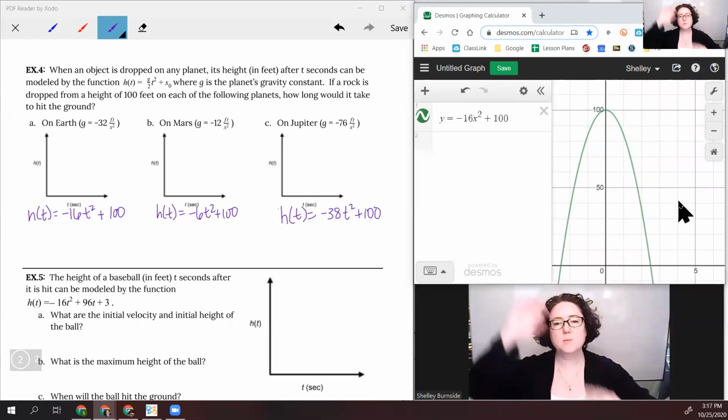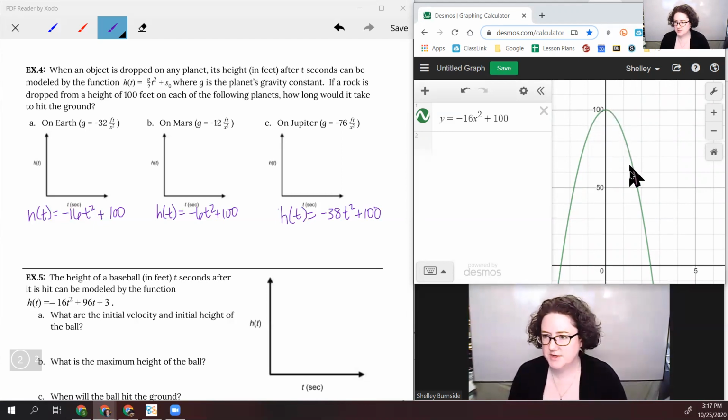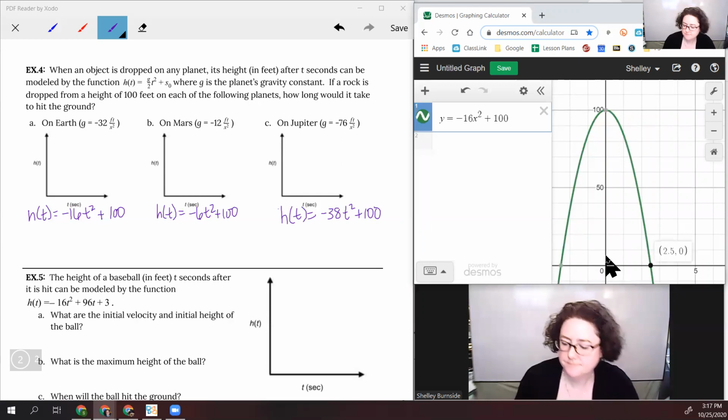Again, we're not throwing it up. We're just kind of dropping it from 100 feet. So we're not going to be going up after that drop. Our rock is just going to start falling to the ground. For each one of these, if we're asked how long will it take to hit the ground, what point are we looking for? Looking for our x-intercept. So I just need to know this point down at the bottom.